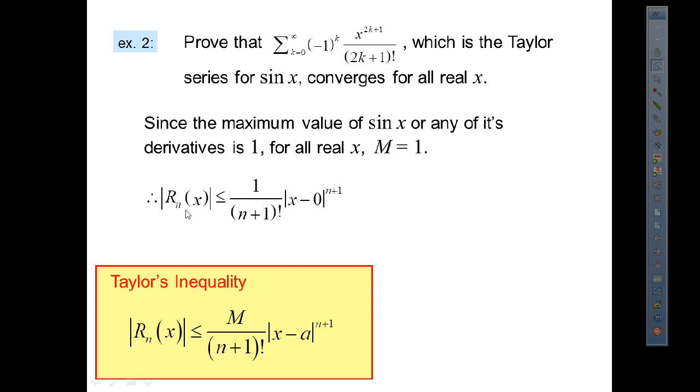Therefore, the absolute value of our remainder for n terms is going to be less than 1 over (n plus 1) factorial times (x minus 0) to the n plus 1 power. Now this is nothing more, when we do our subtraction here, than the absolute value of x to the n plus 1 power over (n plus 1) factorial.